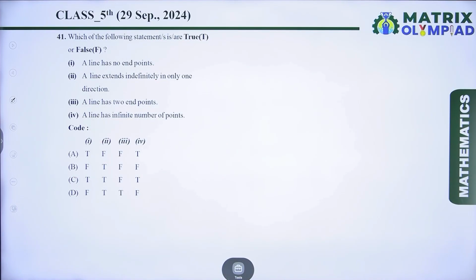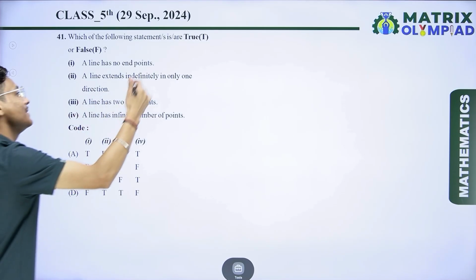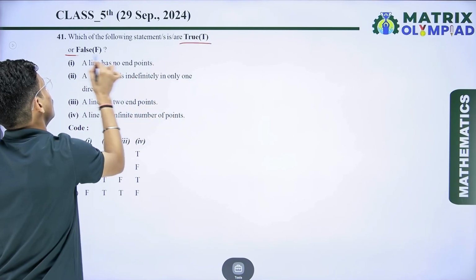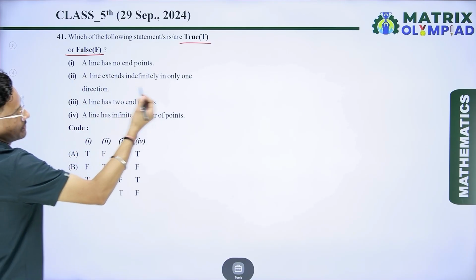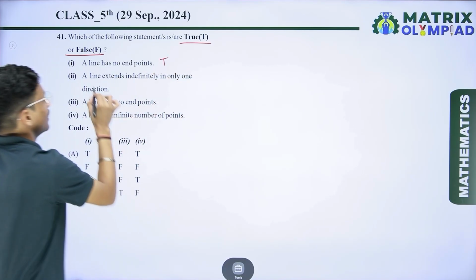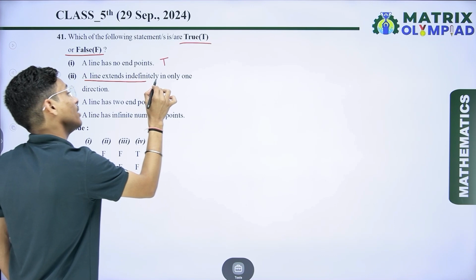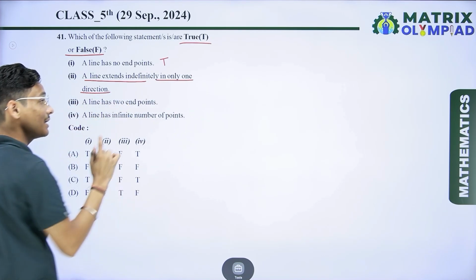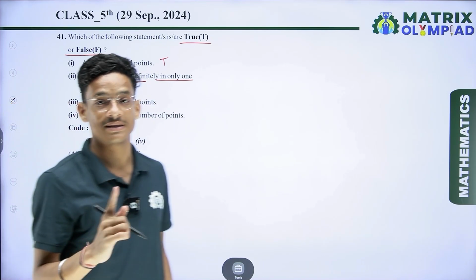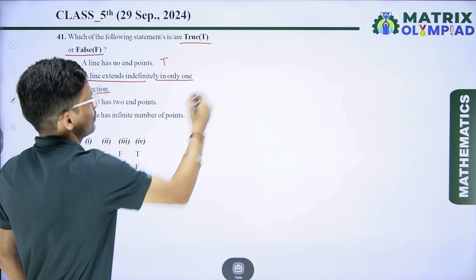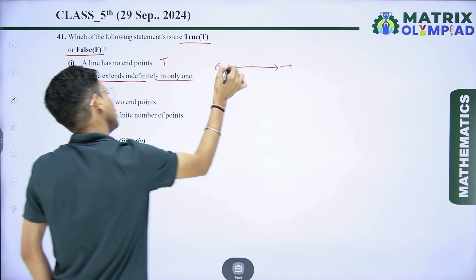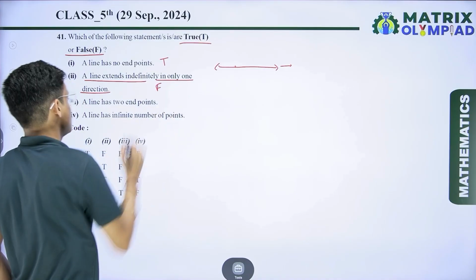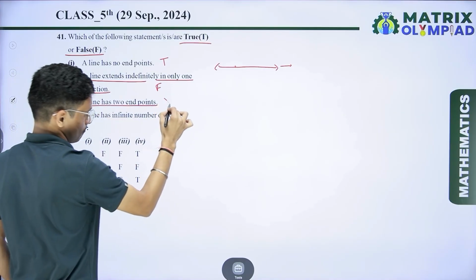Now next question, which of the following statements are true or false? So a line has no endpoints. Yes, we can say that this one is true. A line extends infinitely in only one direction. No, a line can be extended in 2 directions. Suppose that we have a line, I can extend over here and I can also extend over here. So this one is false. A line has 2 endpoints. No.